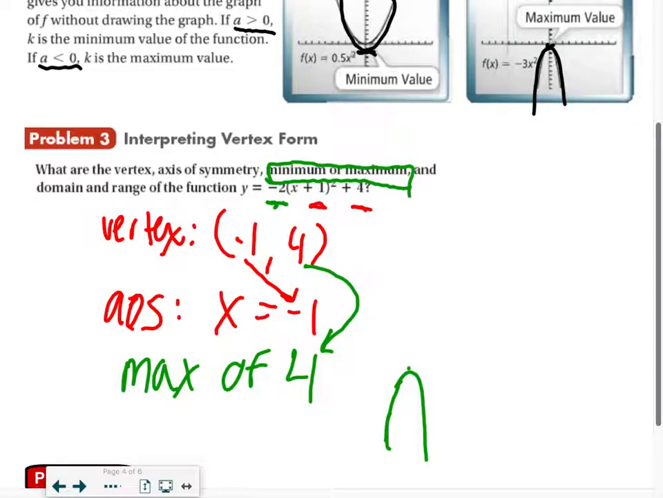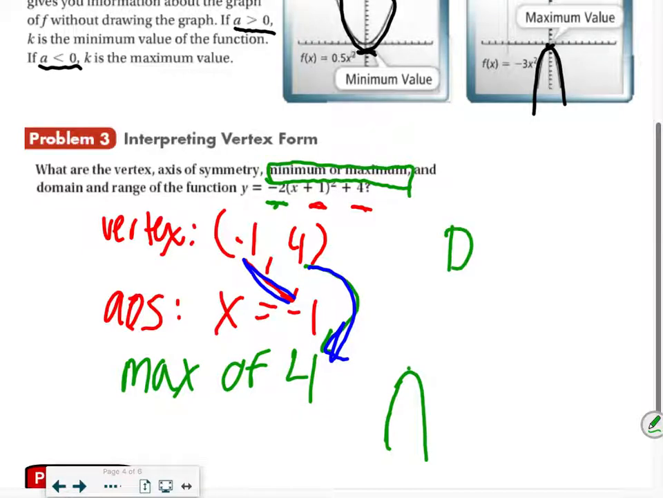To find the axis of symmetry, take your x. To figure out the max or min, take your y. You're pretty much just reusing information that you have in a different way. So it's a maximum of -1. There is no minimum, because we have a maximum.